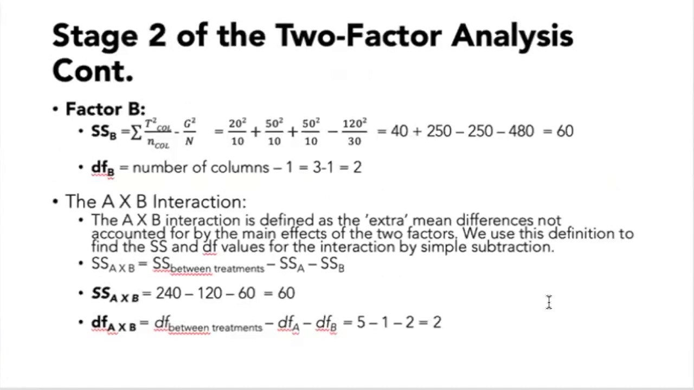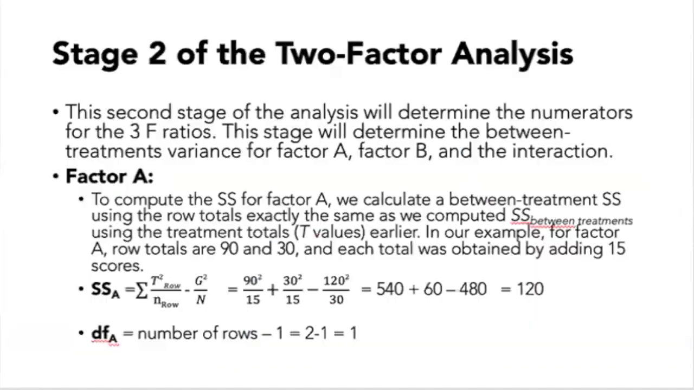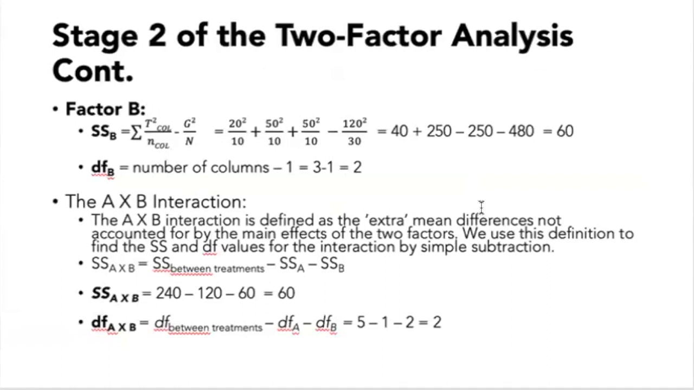And then we are going to do the same for factor B. But here, with t column scores, you have 3 column scores: 20, 50, and 50. So 20 squared divided by 10, plus 50 squared divided by 10, plus 50 squared divided by 10, minus 120 squared divided by 30. The final answer is going to be 60. And here the degrees of freedom is number of columns minus 1. Now we have 3 columns, 3 minus 1 is 2.